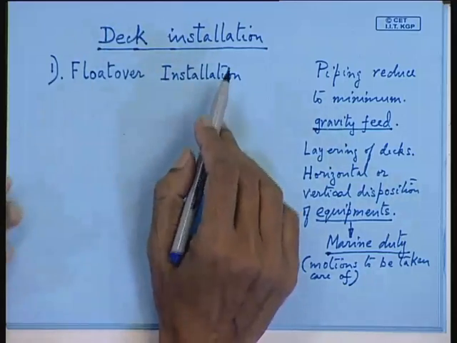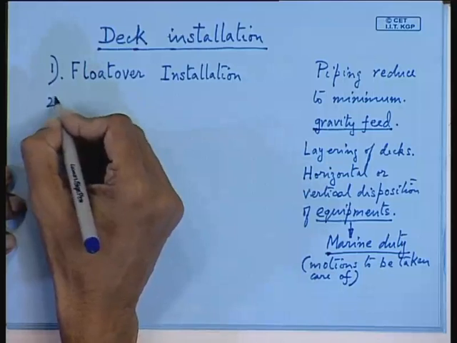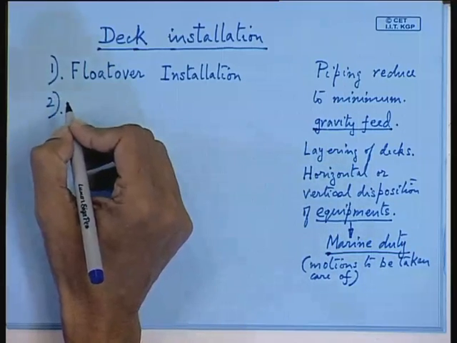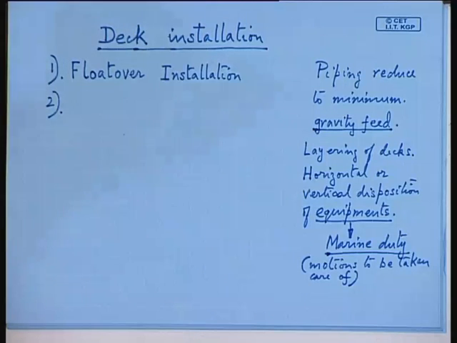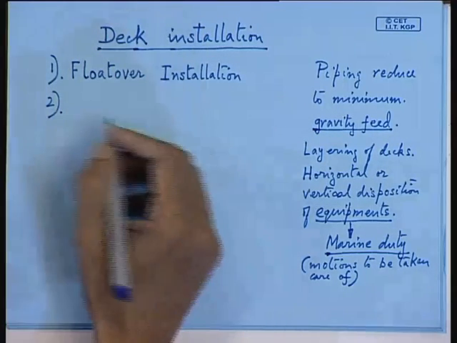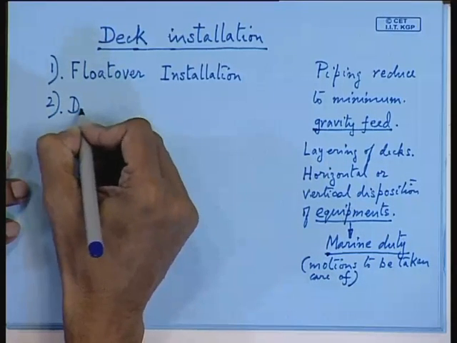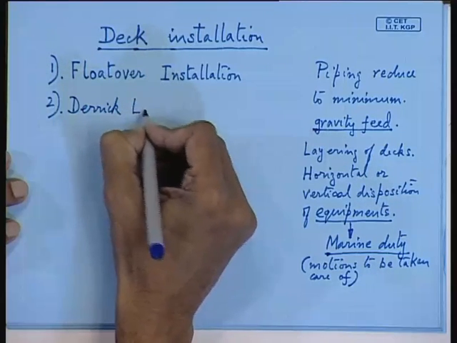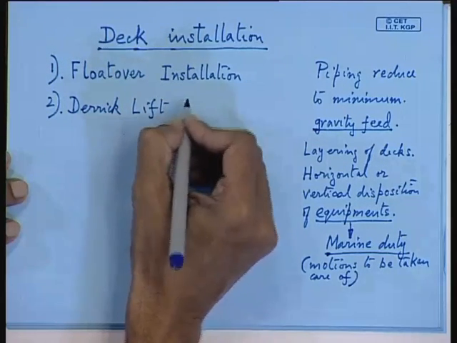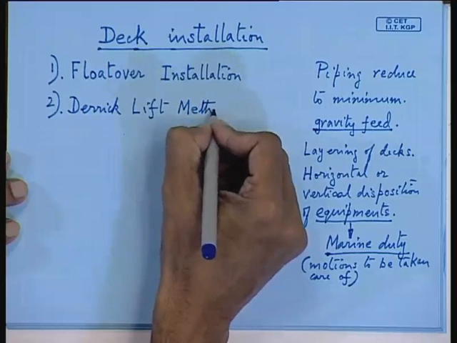So, there are two methods of installation. One is called the floatover installation, and the other one is called the derrick lifting method. Floatover method and derrick lifting method, or rather you write derrick lift method. So, which one are you going to do?